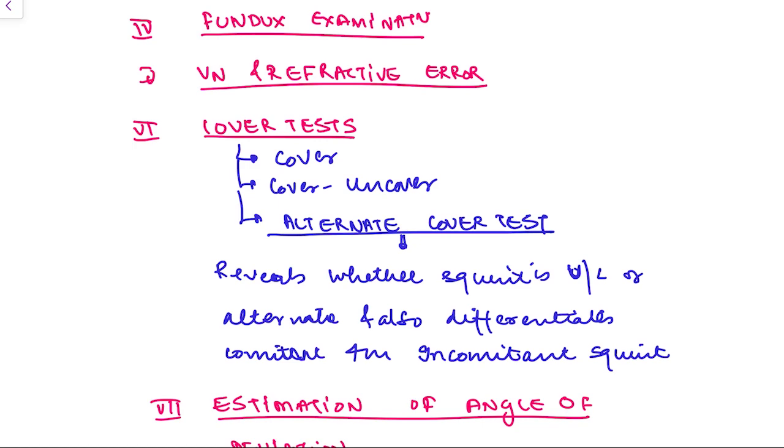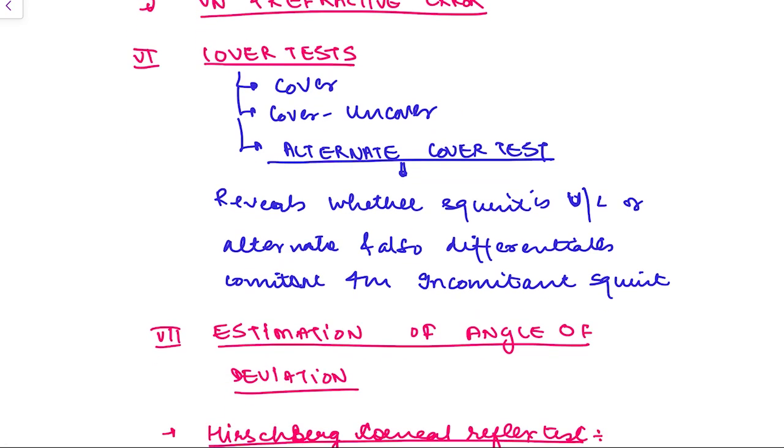Now what is the alternate cover test? I have already told you in the comitant squint the deviation, primary and secondary deviations are equal. So it doesn't matter which eye you fix when you measure the deviation, the deviation will remain the same. But it is not so in the paralytic squint, because the primary and secondary deviation are different. So you have to test each eye separately, and this is known as the alternate cover test.